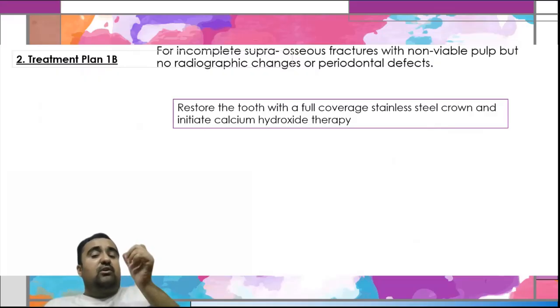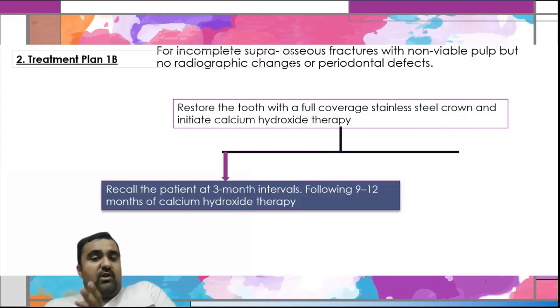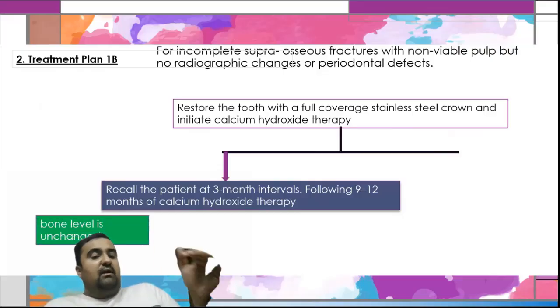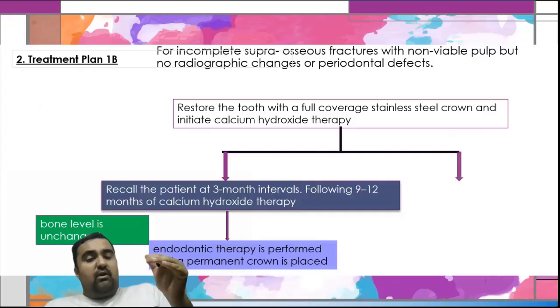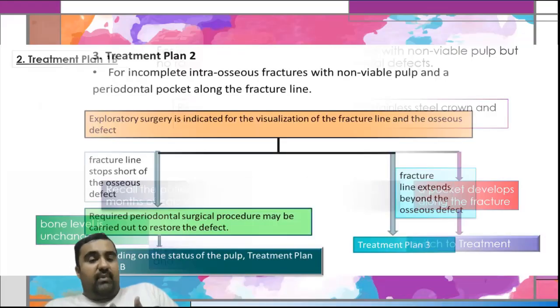For incomplete supraosseous fractures, restore the tooth with full coverage stainless steel crowns and initiate calcium hydroxide therapy. Recall the patient at 3-month intervals following 9 to 12 months of calcium hydroxide therapy. If the bone level is unchanged, then endodontic therapy is performed and a permanent crown is placed. If a pocket develops along the fracture, switch to treatment plan 2.